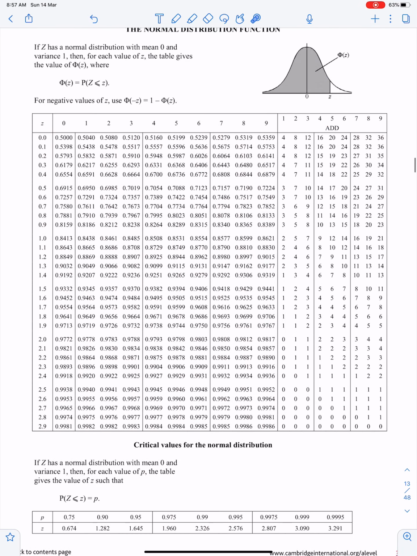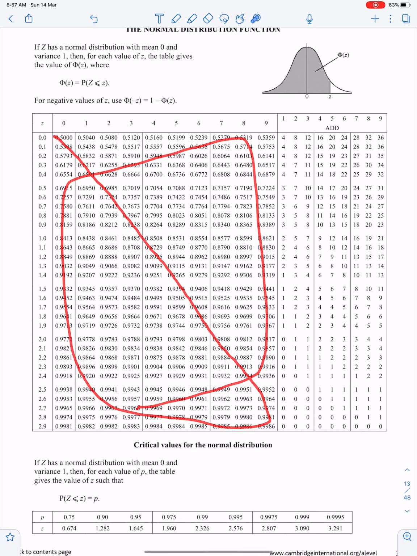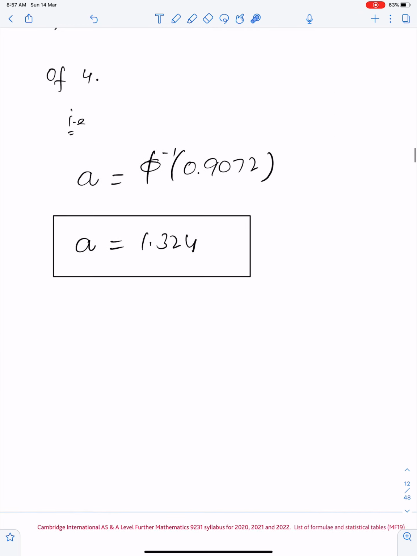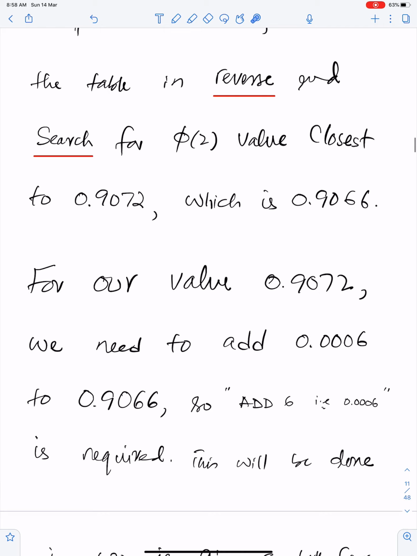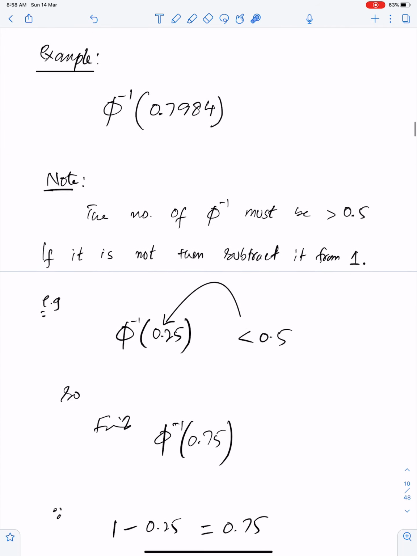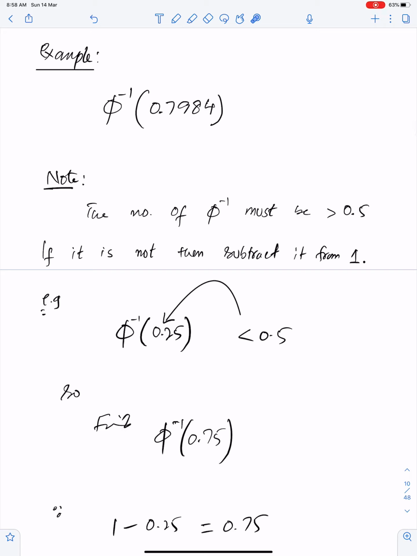See, in this region you search for the values of phi inverse, and the first number is 0.5, so you can only find numbers which are at least 0.5 or more. So if your number is less than 0.5, you need to subtract it from 1 and then you can search that number in the table. You cannot find 0.25 in the table, you need to look for 0.75.